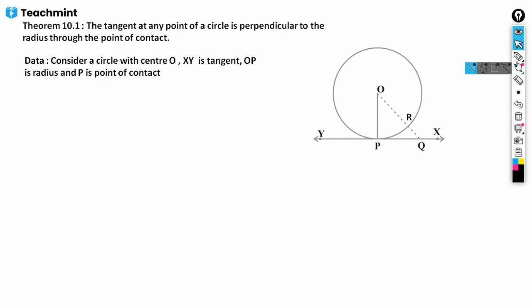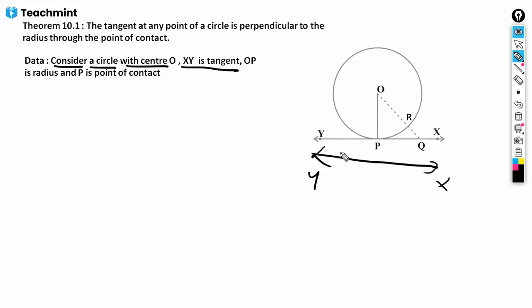See the data, what he has written in the data. Consider a circle with center O. We have drawn a circle with center O, and XY is a tangent. OP is what? Radius. And P is what? Point of contact. Hope everything is understood in the data.